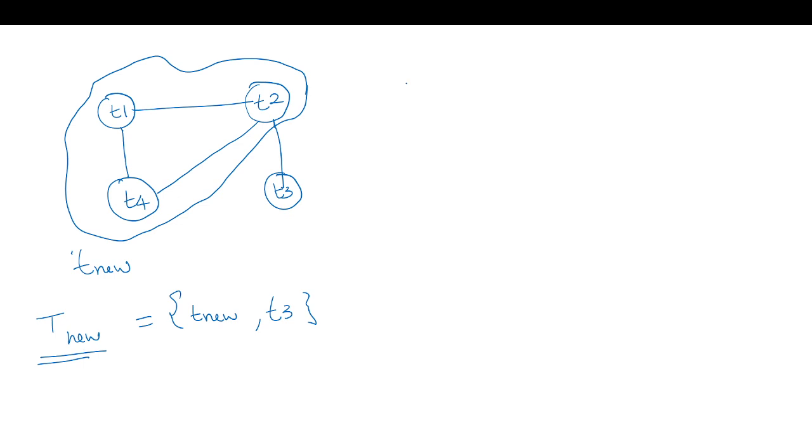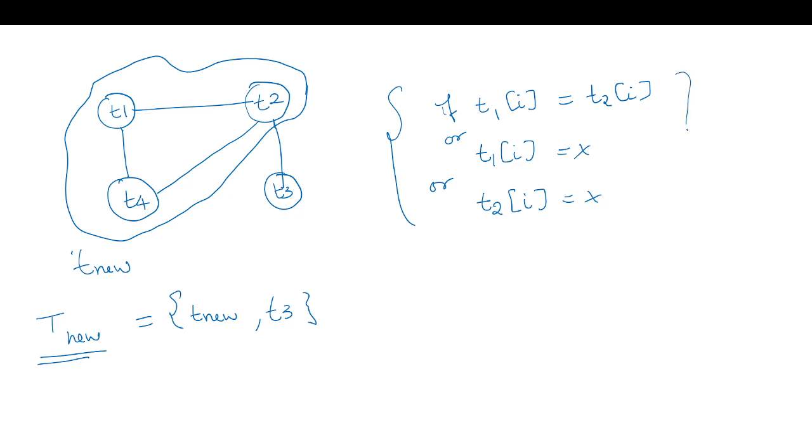So what this is, if we have a particular bit in T1 that is equivalent to T2, or either that bit is don't care in the first vector or in the second vector. That's how we have seen the compatibility. That means if these three conditions are satisfied, then T1 is compatible with T2.